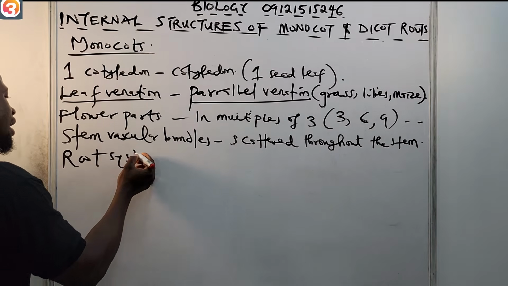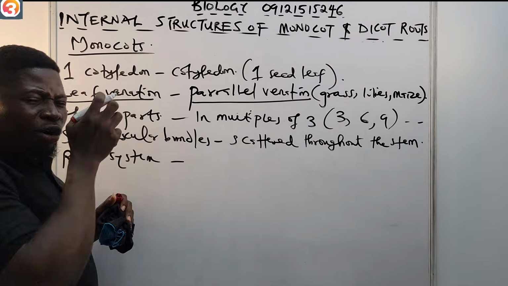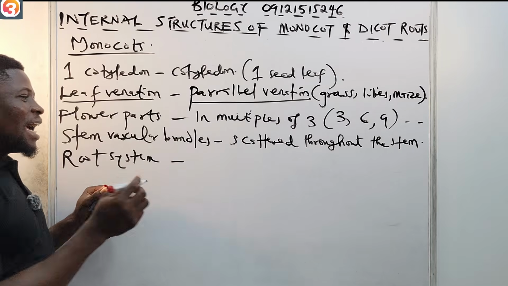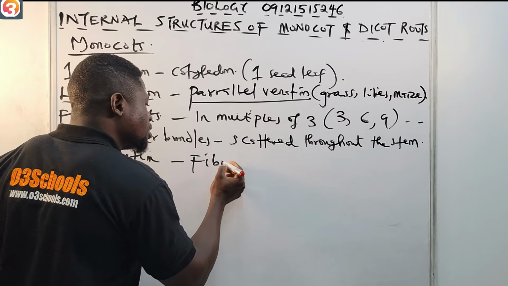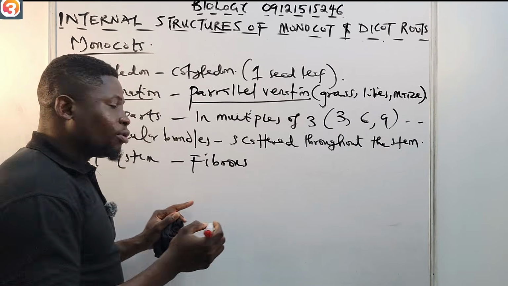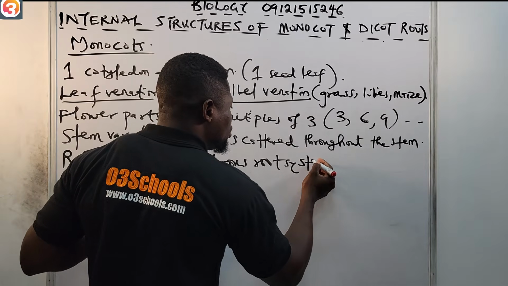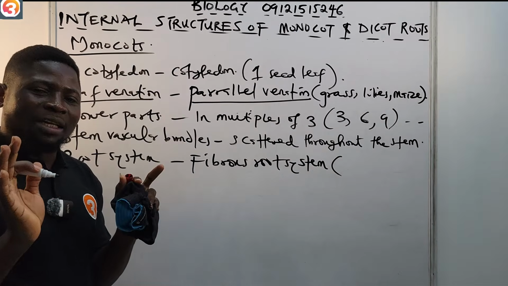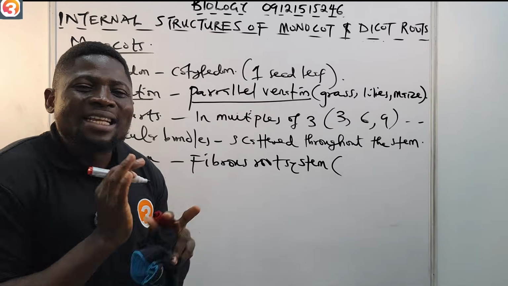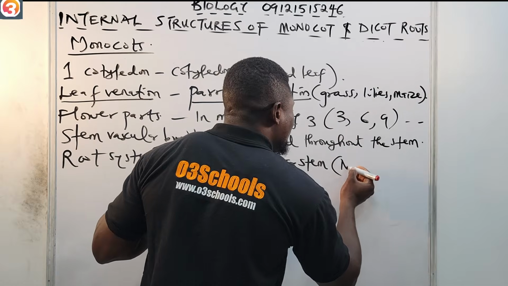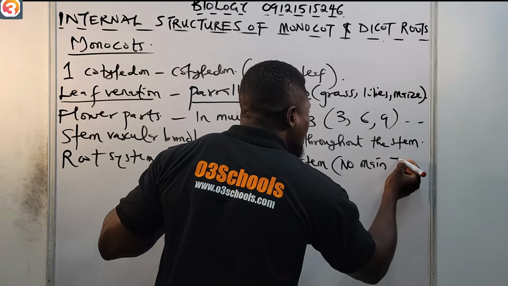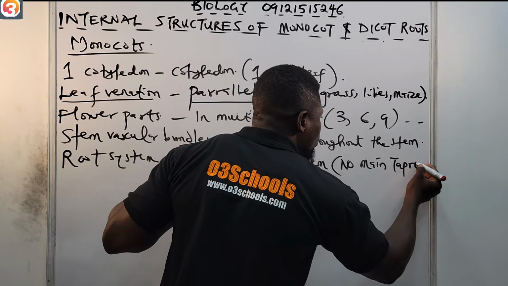Root system. Okay, and for monocots, what do they have? A fibrous root system, take note. And what does this mean? It means that they do not have any main taproot.